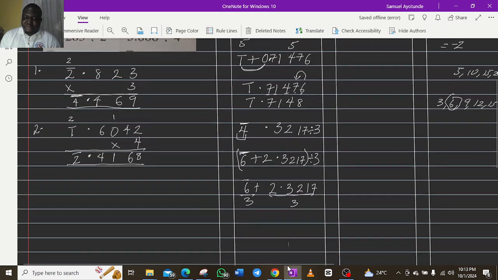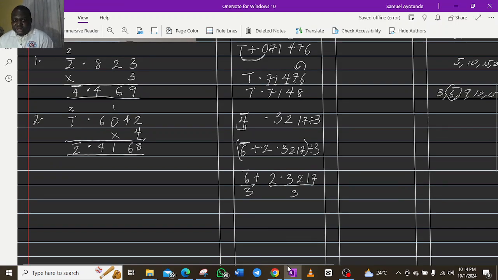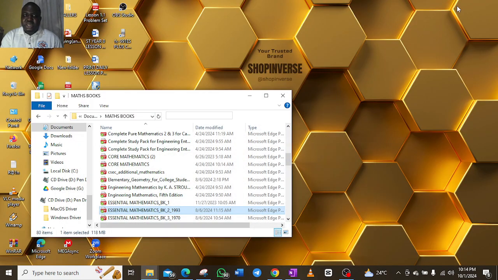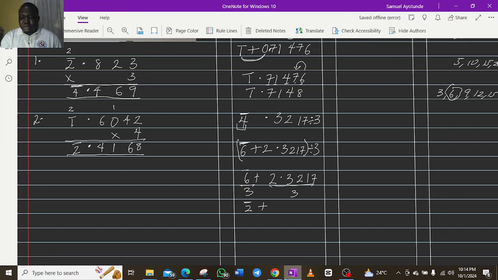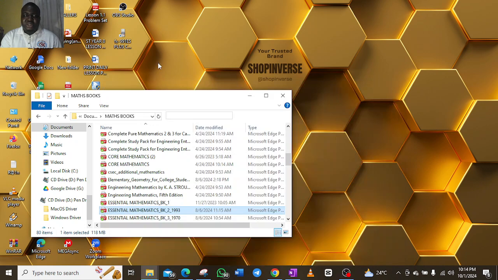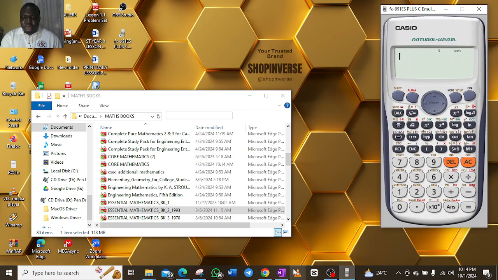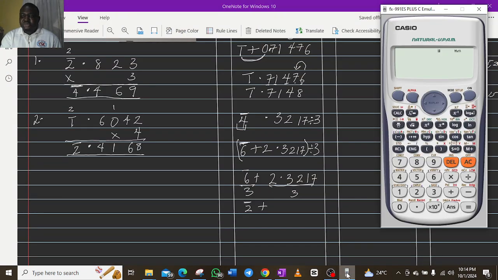So let's divide this. 6 bar divided by 3 is 2 bar plus 2.3217 divided by 3. Let's use the calculator for that, so that I can show us some things about it.